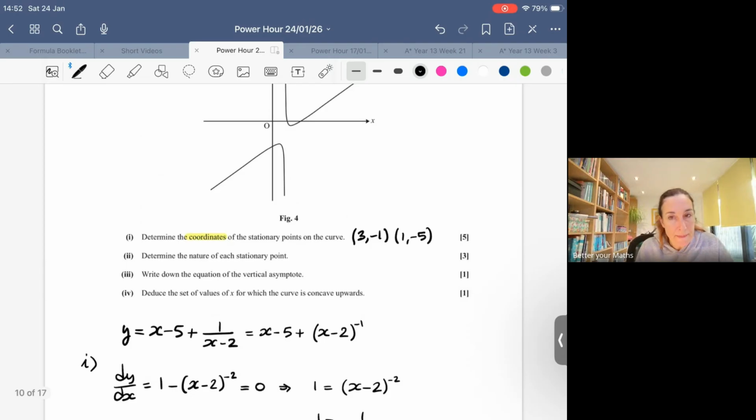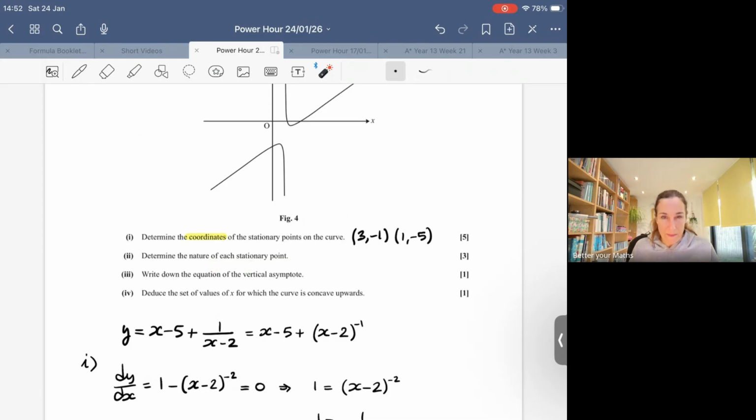Did you get the same? Yeah, okay. So these are my stationary points. Please, when they ask you for coordinates, find both and take a minute to write them in brackets with a comma, looking like coordinates, yeah? This is the first. Then determine the nature of each stationary point.